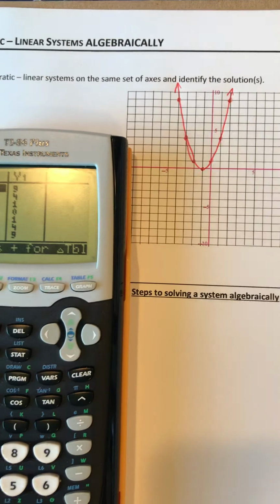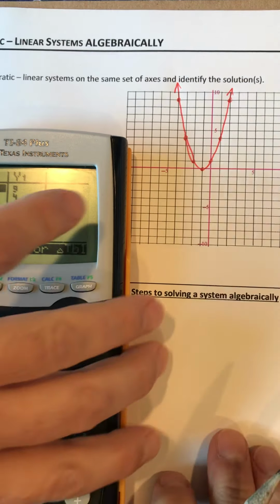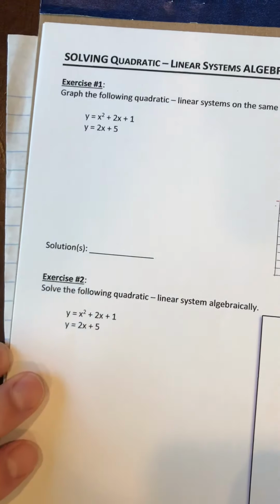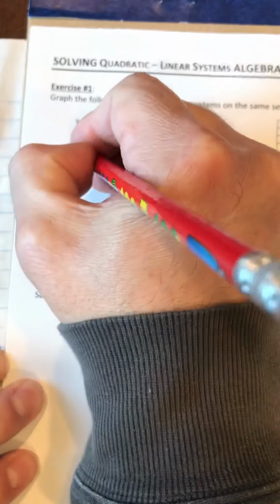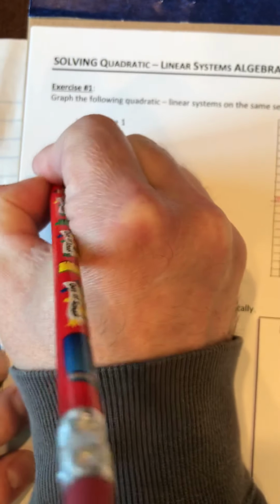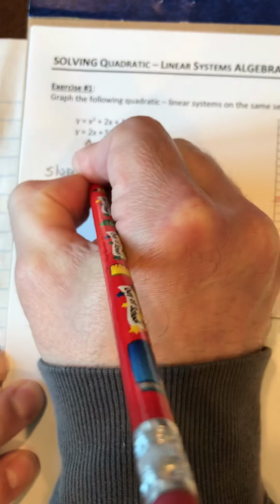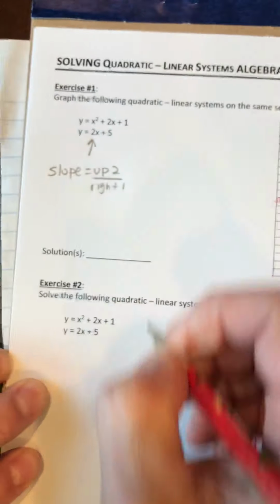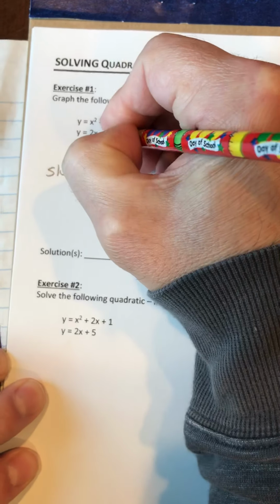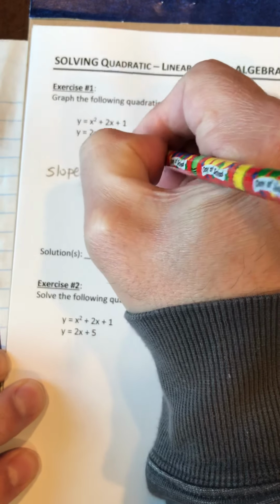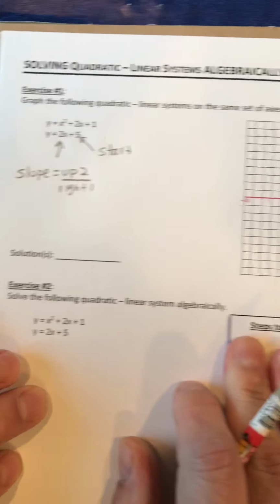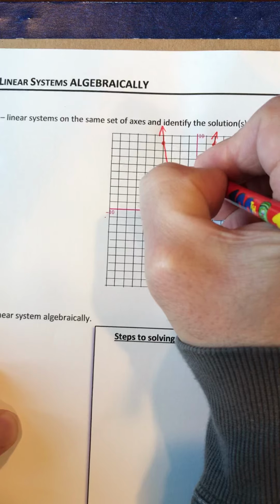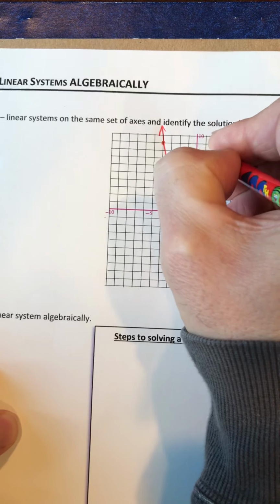Then I'm going to plot my linear equation. Now, remember, if you can plot the linear equation using slope-intercept, that's going to make it go a lot quicker. This is my slope, which is 2 over 1, which means I'm going to go up 2, right 1. This 5 is my y-intercept. This is where I'm going to start. So I'm going to go back to my graph. I'm going to start at 5, and I'm going to go up 2 and over 1.